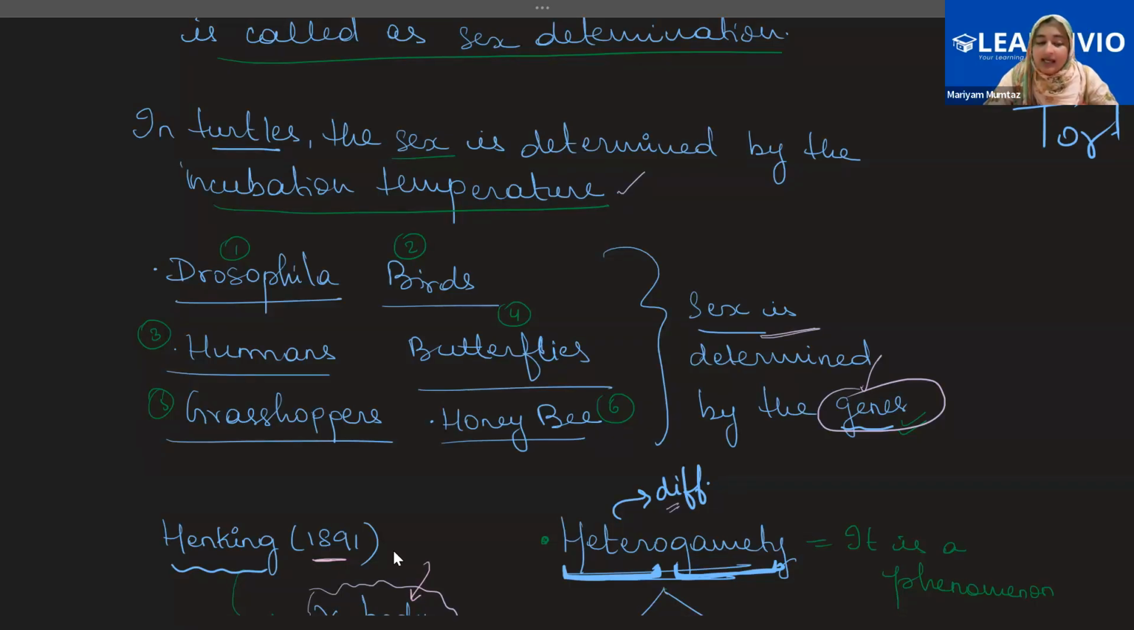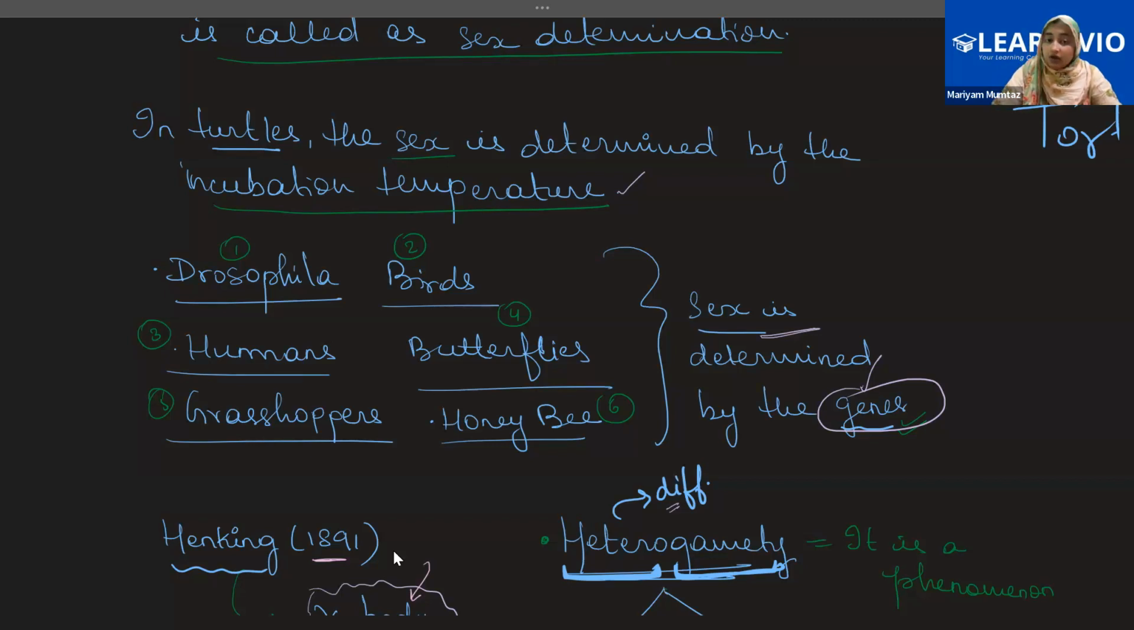In crocodiles and alligators both, the sex determination is temperature dependent and not by chromosome. Meaning eggs that are incubated below 30 degrees Celsius will be females. Above 34, they'll be male.